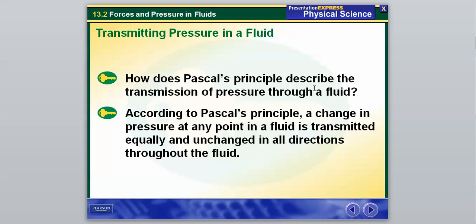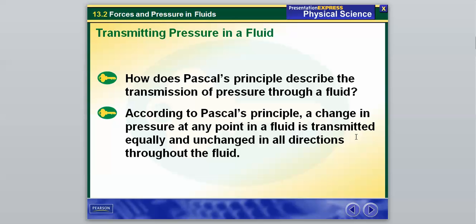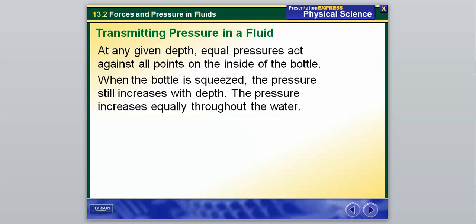A change in pressure at any point in the fluid, so here's our change in pressure, is right at this point right here. You see the two big red lines, that's our change in pressure. So if it's transmitted at any point in the fluid, it's equally and unchanged in all directions. So our pressure increased equally in every single direction. It's not like right here was our greatest increase. All of them increased in the same way throughout the fluid. So that is Pascal's principle. I just explained all of this right here.